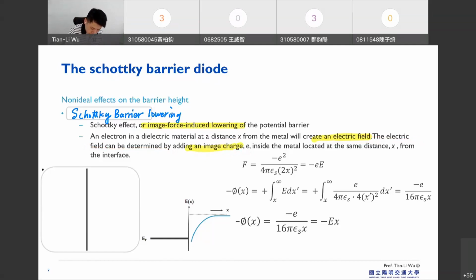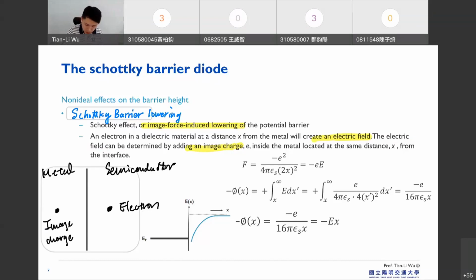So therefore, we have the metal, we have the semiconductor. Metal and semiconductor here. So if we have electrons here, inside of the semiconductor, we can create one image charge here, and this one is at the same distance. So this is x, and this is x here. And therefore, this will create the electric field distribution shown in here.